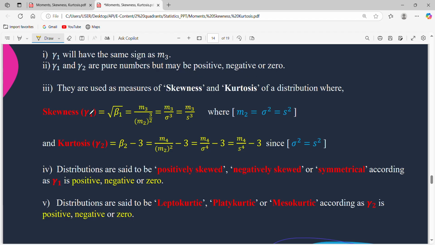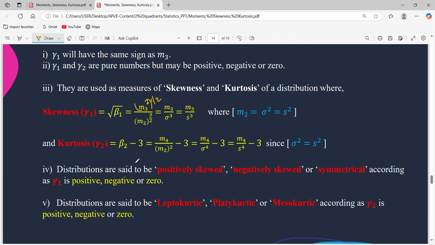They are used as measures of skewness and kurtosis of a distribution, where skewness, that is gamma 1, is root over beta 1, already we know that. So this equals m3 square to the power half, so the 2 cancels out. So m3 divided by m2 to the power 3 by 2 equals m3 by sigma cube, or we can write m3 by s cube. We know that m2 equals sigma square equals s square. And kurtosis, that is gamma 2, is beta 2 minus 3.